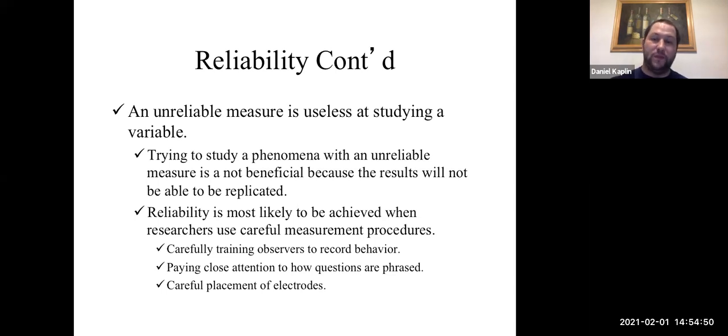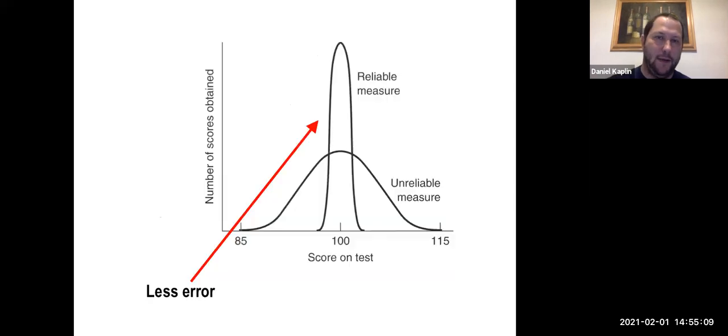And if that's observers, you want to make sure that the observer scores data consistently. If you're doing an interview, you want to make sure the questions are phrased consistently. If you're doing neuroscience, you want to make sure the electrodes are placed consistently in the same place of the brain.